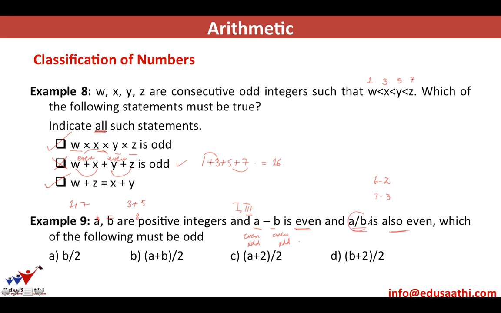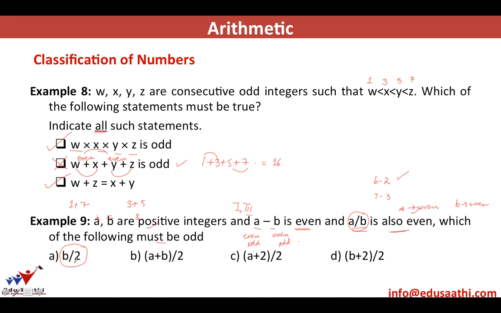And what is given? A over B is also even. That can only happen in the first scenario, where A is an even number and B is also an even number. Both are even. Now, an even number divided by 2. An even number is always divisible by 2. Which of the following must be true?